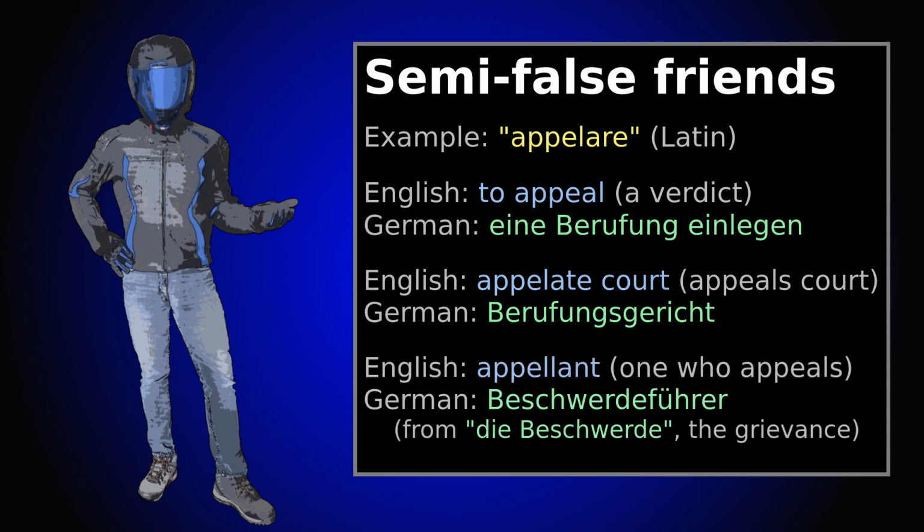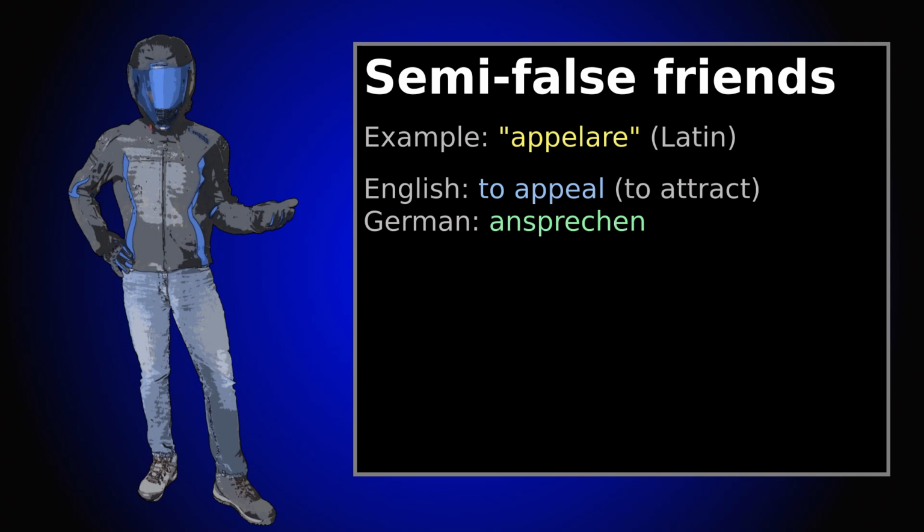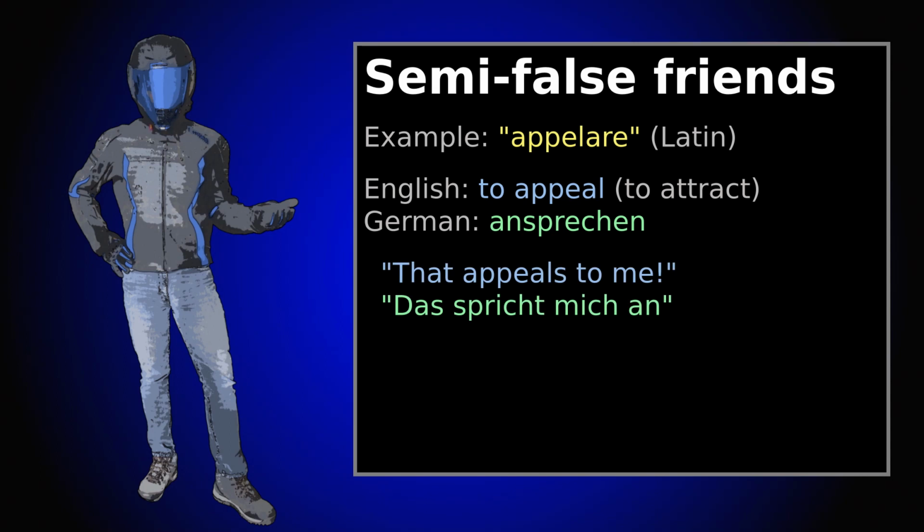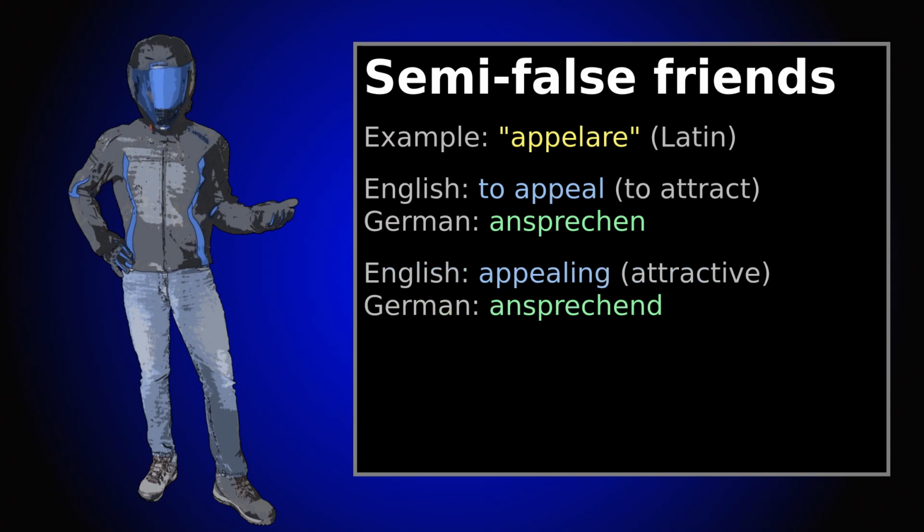Appellant is a legal term in English which refers to the person or legal entity who is appealing a verdict. In German, this would be Beschwerdeführer, from die Beschwerde, meaning the complaint or the grievance. There's an utterly unrelated meaning of appeal in modern English, which means to cause someone to find something attractive. For example, that appeals to me. In German, the word ansprechen is used for this meaning. Das spricht mich an. The related adjectival form in English is appealing, which means attractive. In German, you'd say ansprechend.